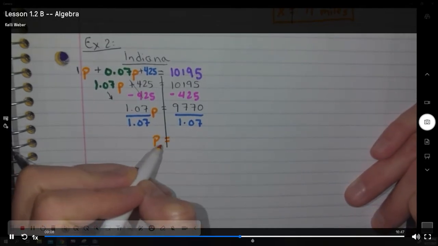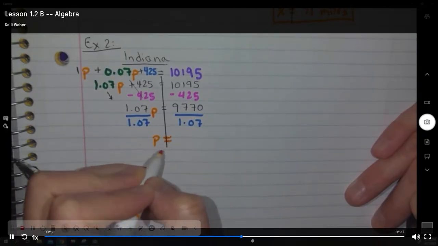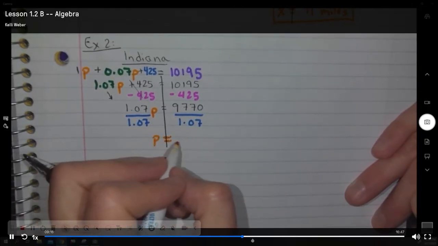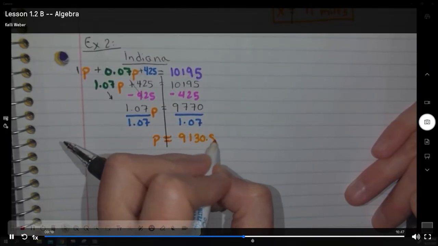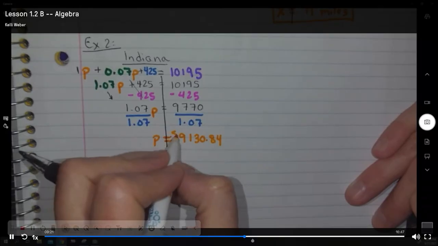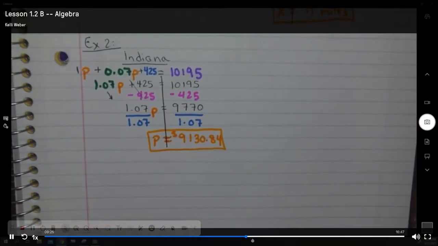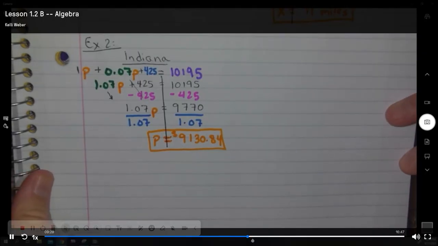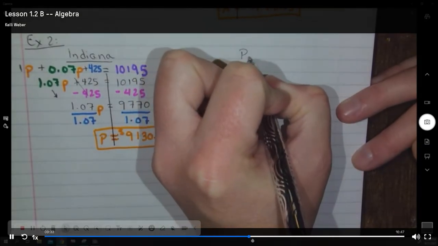So P equals approximately, because we're going to round this to the nearest penny, it's approximately $9,130.84. So that's our list price for the car from Indiana. Now we're going to do the same thing, but we're going to do this one for the car that was in Pennsylvania.